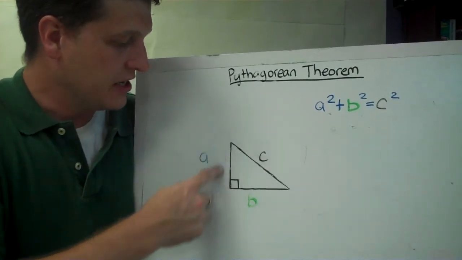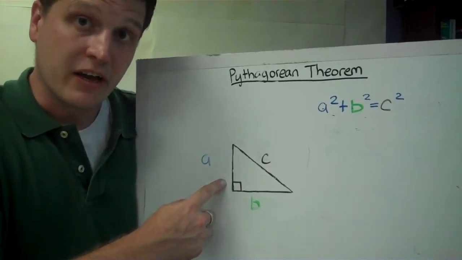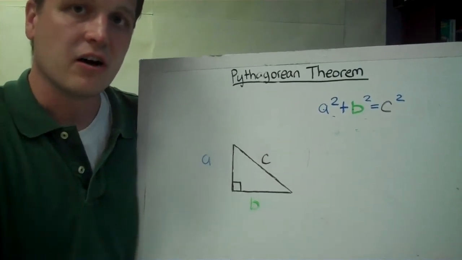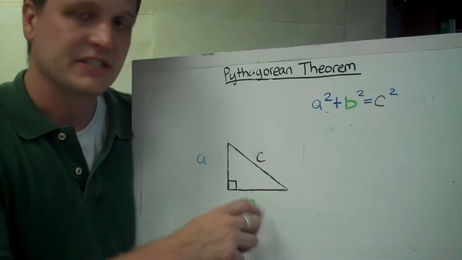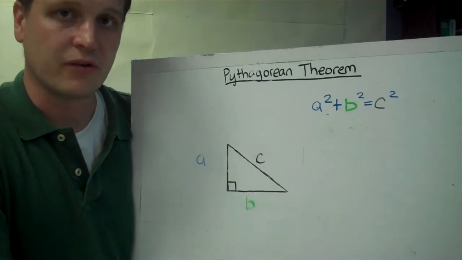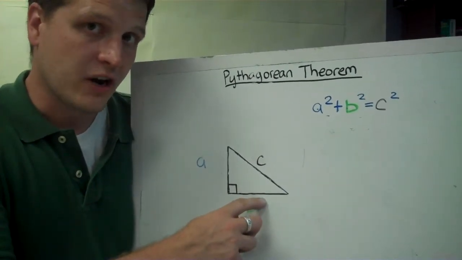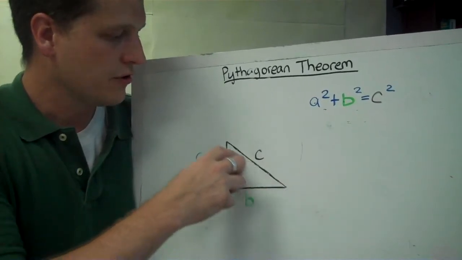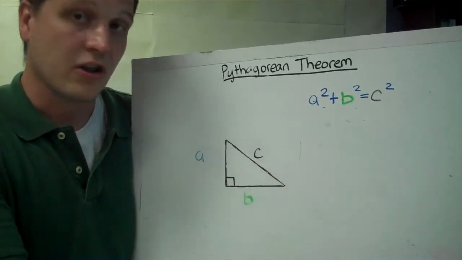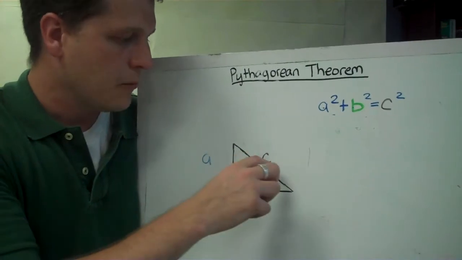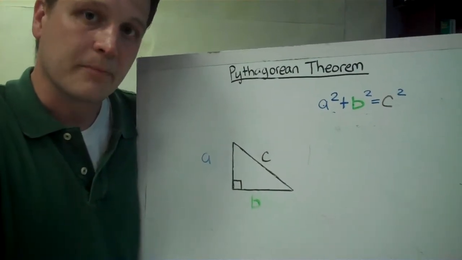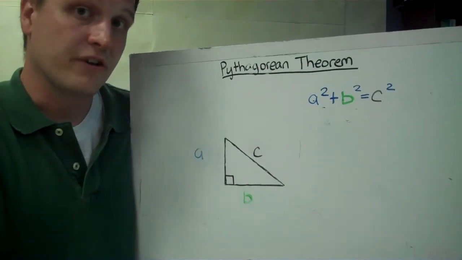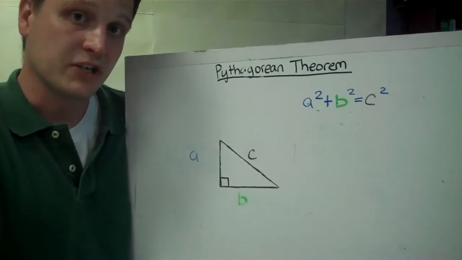It is a leg of the right triangle. This side right here that goes horizontally along the right triangle is called the B side, or the base side of the triangle. It too is a leg of the right triangle. And then we have this special hypotenuse side, the longest side of the right triangle, and we denote it with the letter C.